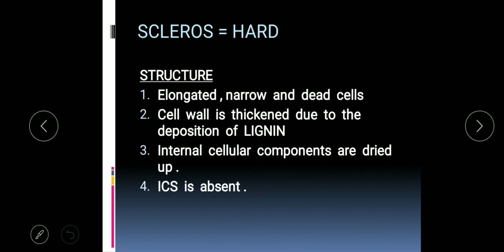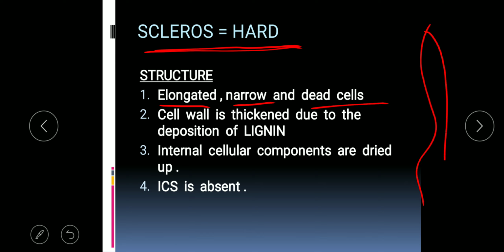Okay, so sclero means hard, chyma means fusion. So when there is a hard infusion of the substance, such type of simple permanent tissue is known as sclerenchyma. Now what are the structural features of the sclerenchyma? The cells are elongated, narrow and dead cells.